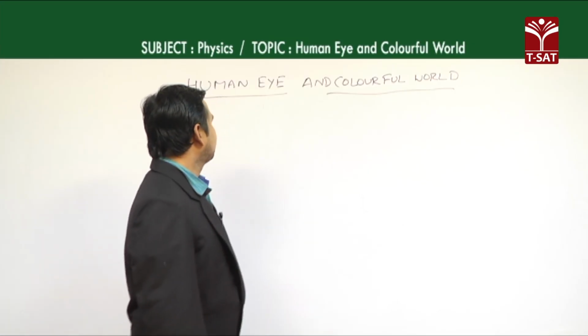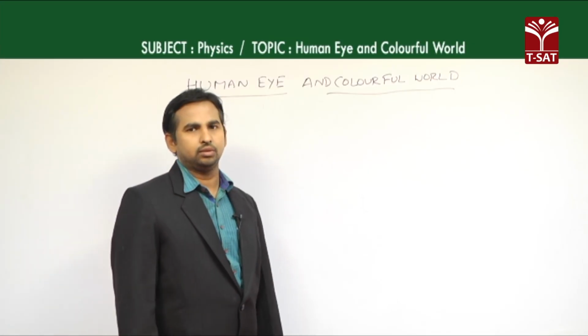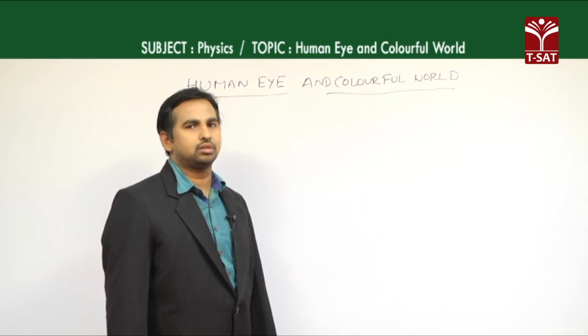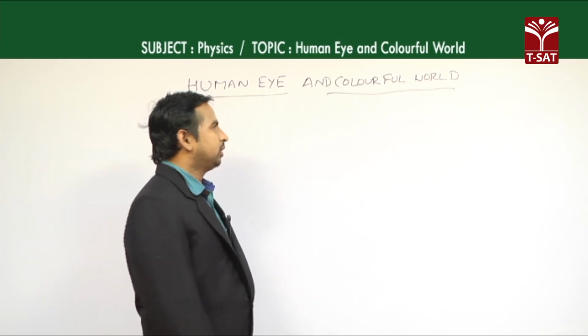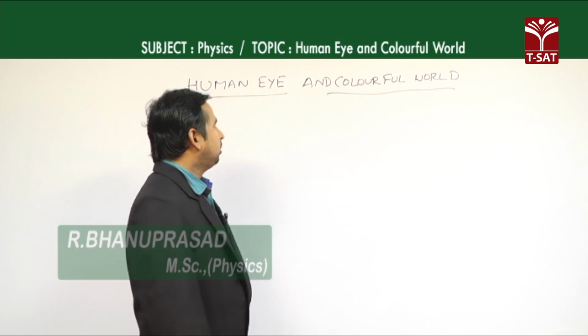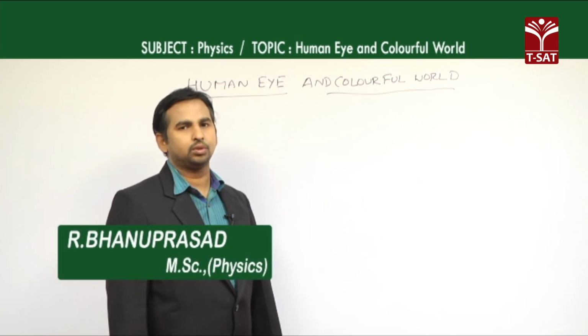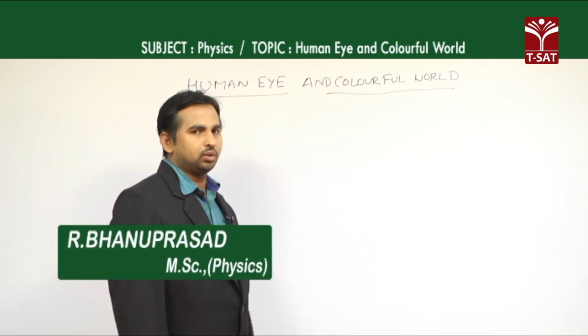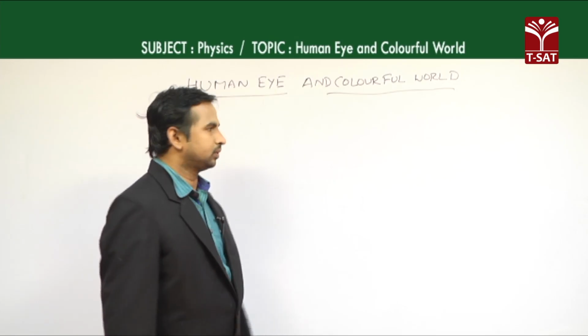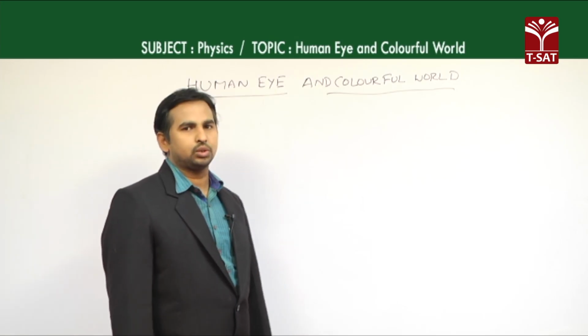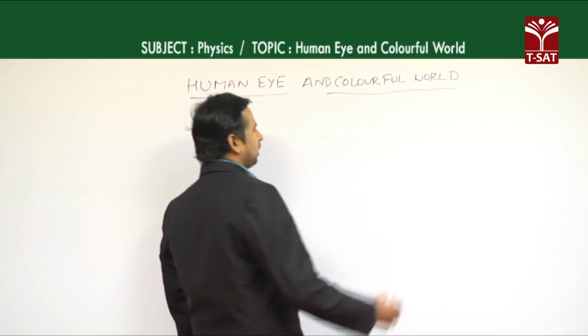Today we discuss the human eye and the colorful world. What competitive questions are asked on the topic of the human eye and the colorful world? In the topic of the human eye, the first main important set of questions is about the parts of the eye. Now, when we see the structure of the eye, the main important parts are as follows.